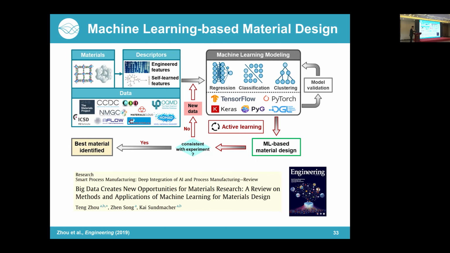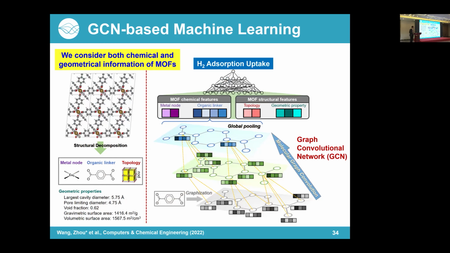So with this kind of framework, we built a machine learning model, which is a graph convolutional neural network for predicting the hydrogen adsorption uptake for different MOFs. What we do is we firstly decompose different MOFs, we do structure decomposition. We get the metal, we get the organic linker, we get the topology. We calculate some typical microscopic properties for different MOFs. Now you do the encoding. For metal nodes, we do it directly in embedding. For topology, it's also directly embedding.